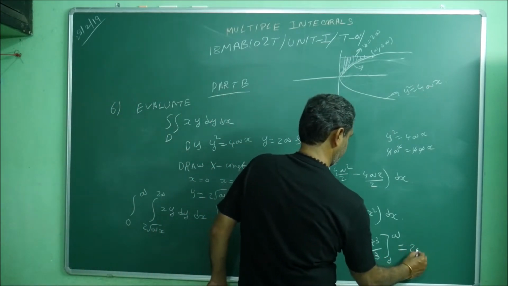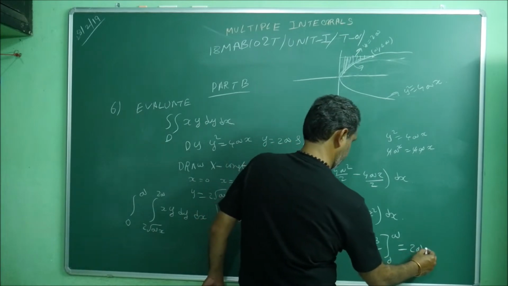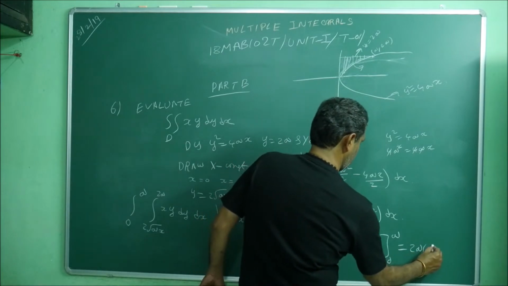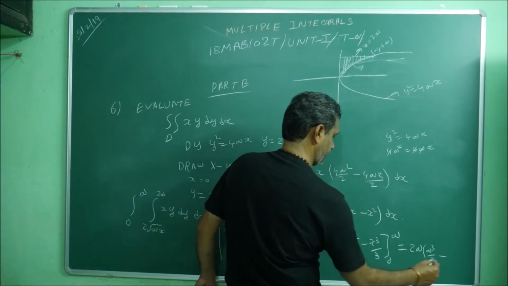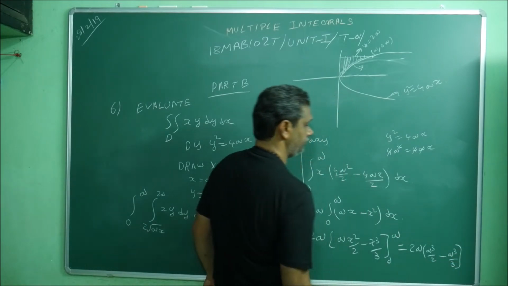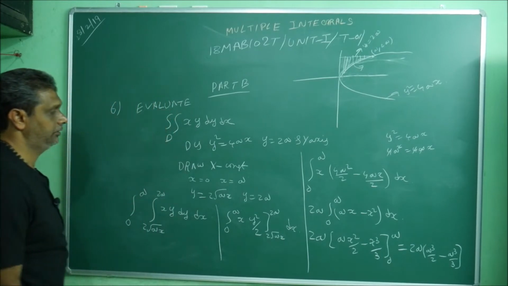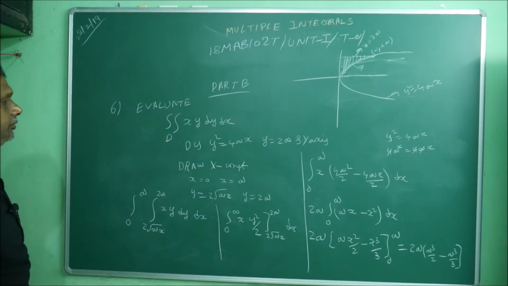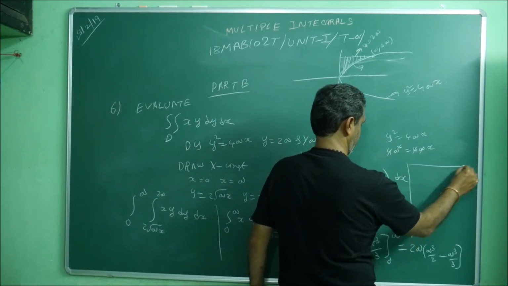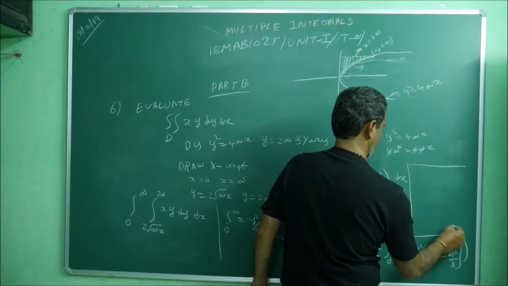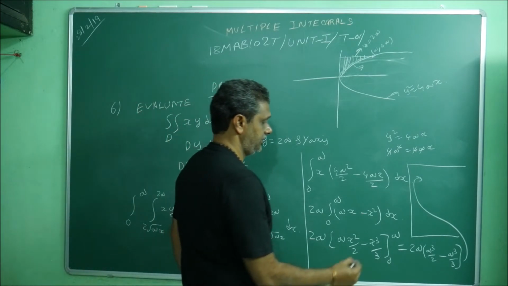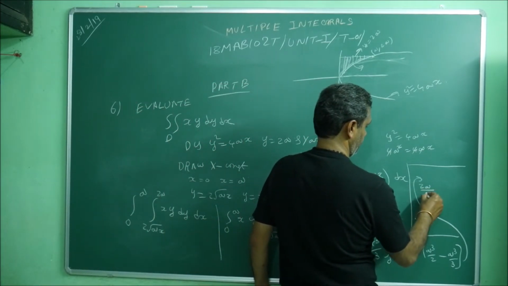2a into a square by 2. No, this 2a is common. A into a square by 2, that is a cube by 2 minus a cube by 3. Getting or not? Now I can do this. I will adjust here. Board is okay, viewable, I think so. So this is what I will do. A cube, and 2, 3 LCM if you take, 6, you will get 2a by 6.